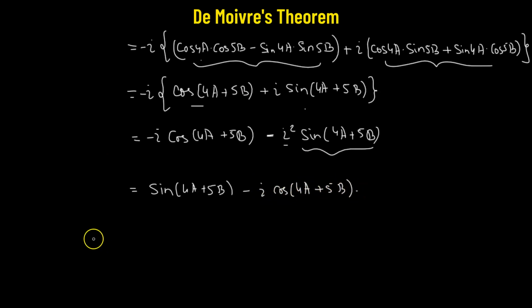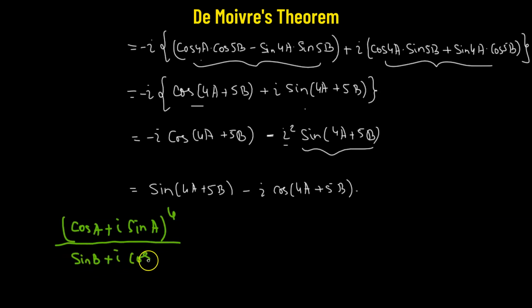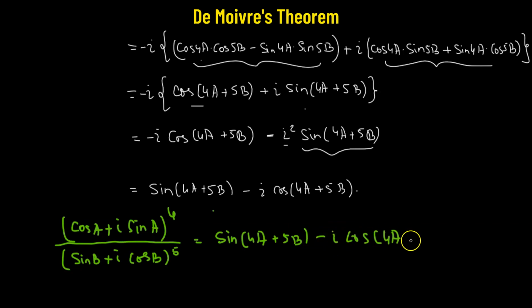Thus we can say that whenever we are given cosine of a plus iota times sine of a whole raised to the power of positive 4 divided by sine b plus iota times cosine b raised to the power of 5, this will become equal to our expression sine of 4a plus 5b minus iota times cosine of 4a plus 5b.